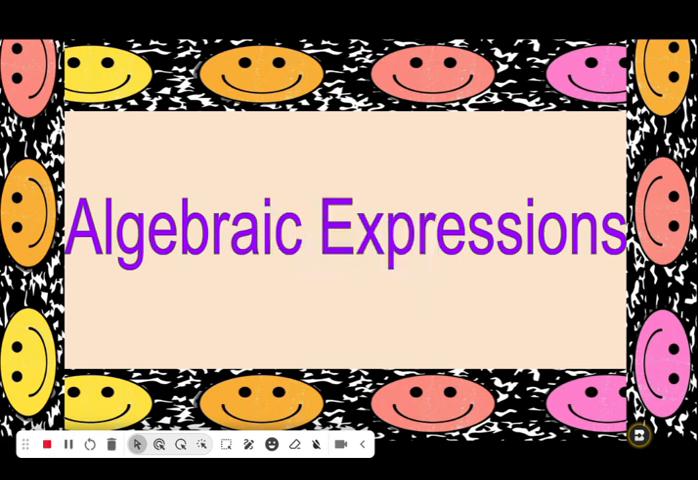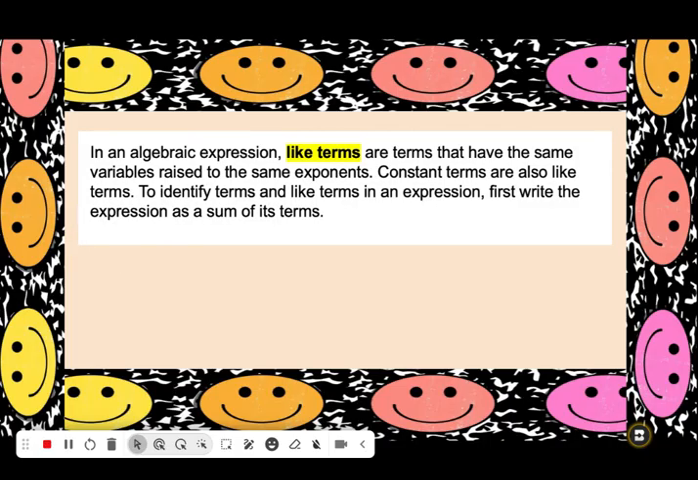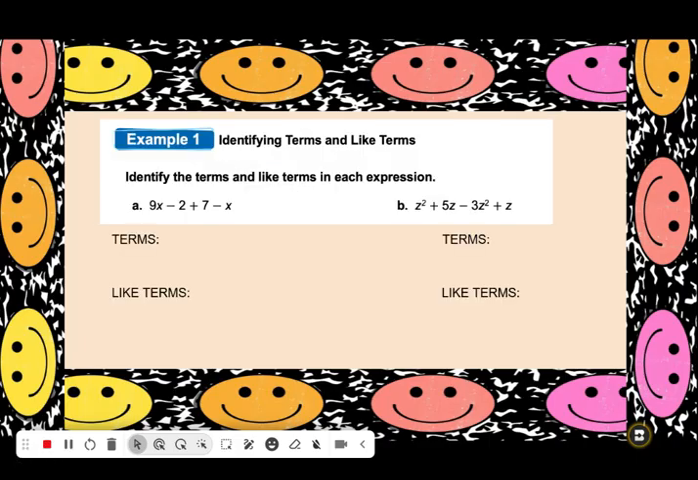Hello class, today's lesson is on algebraic expressions. In an algebraic expression, there are like terms. Like terms are variables that are raised to the same exponent. Then we have constant terms, which are also like terms. So we're going to be identifying terms in an expression. There are like terms, and there are terms.